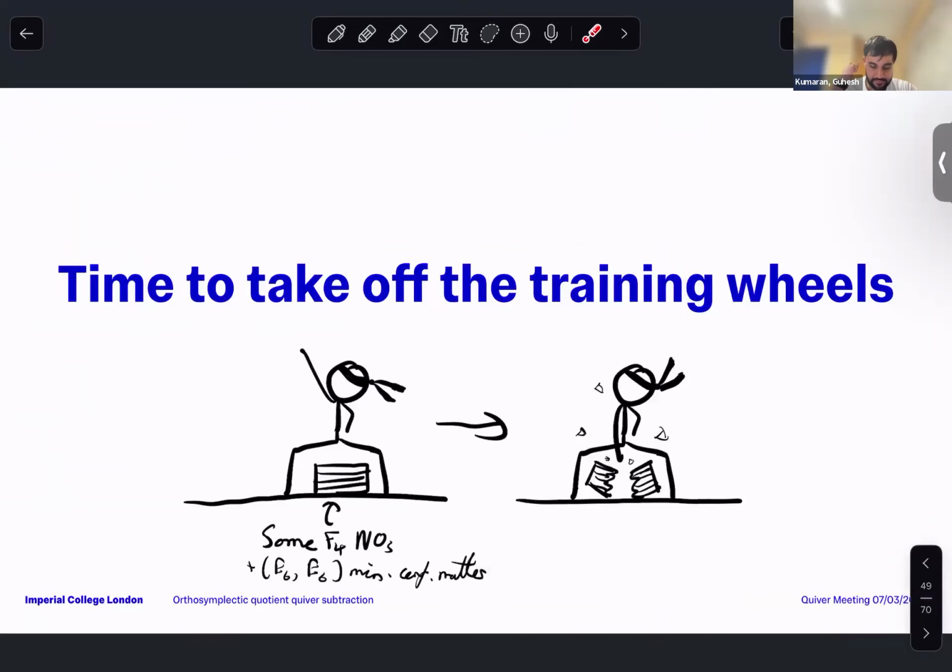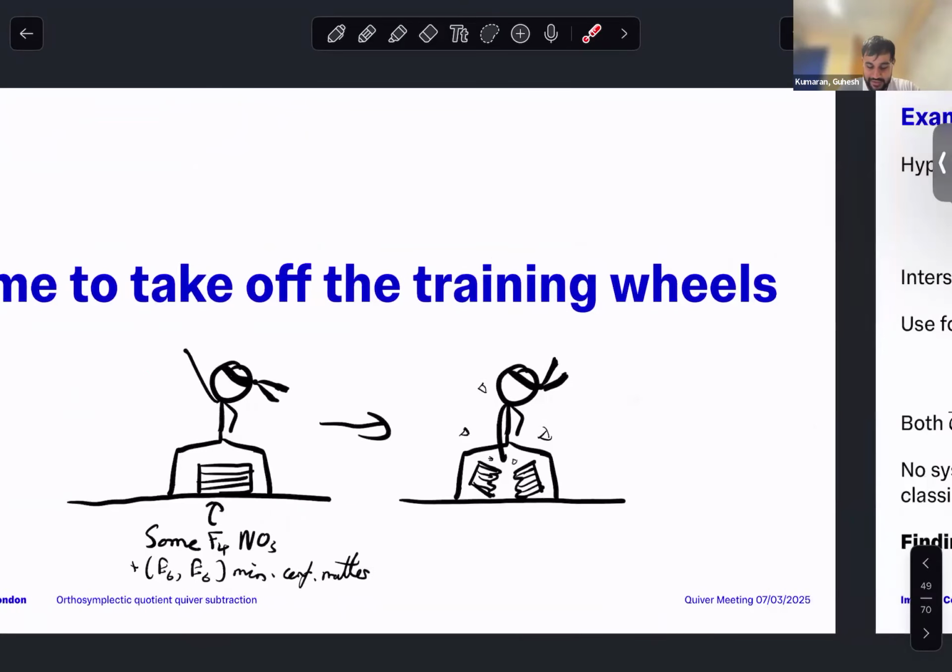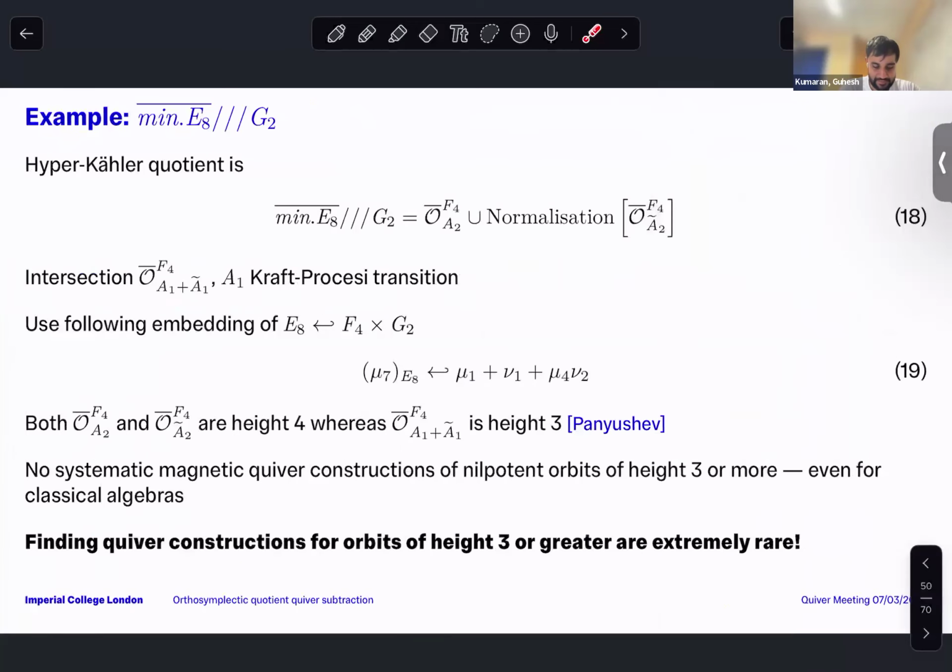Okay. So we'll take off the training wheels now. Here we'll take minimal E8 and we'll try hyper-Kähler quotient by G2. So we have a quotient for this, so why not? If I plug in minimal E8 and use the Weyl integration formula, I'll find something a bit strange. I'll find a union of an F4 nilpotent orbit with the Bala-Carter label A2.